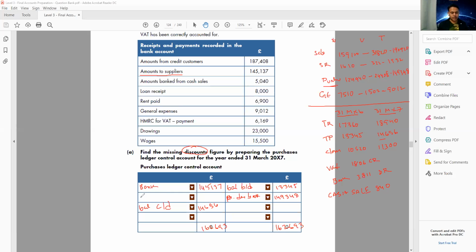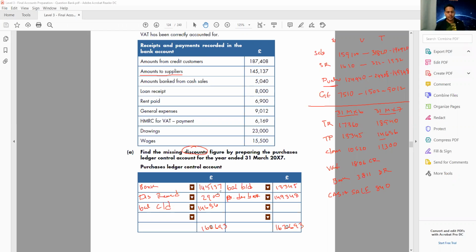We're going to write discount received, 2,900. Why discount received? Because it's in the purchase ledger control account, we receive the discount. If it is a discount allowed, that means it's a sales ledger control, because we cannot allow the discount to the supplier. We can only receive the discount from the supplier. So that's why it's discount received. If it is a sales ledger control, we write discount allowed. That will be the opposite side.